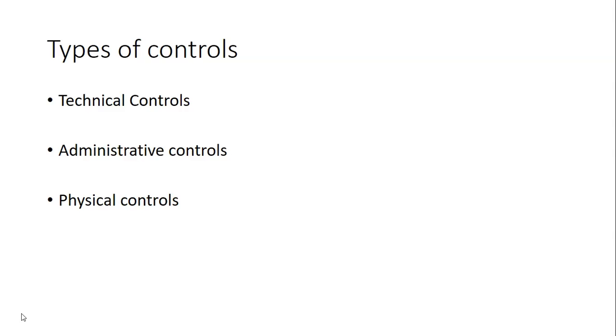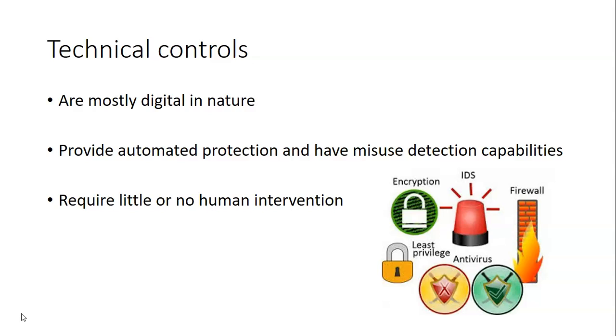So let's look at technical controls. I said earlier, they are digital in nature. They are created by computers. They could also be standalone computers, and they are managed by computers. Although it involves some form of human interaction to configure them, they are orchestrated by computers. They provide automated protection and have misuse detection capabilities, and they require little or no human intervention. What that means is that the little human intervention needed is just to configure the controls. So you configure and then you let it run. Because it can detect misuse, anomalies, and violations, it can respond to certain scenarios. So they are quite technical.